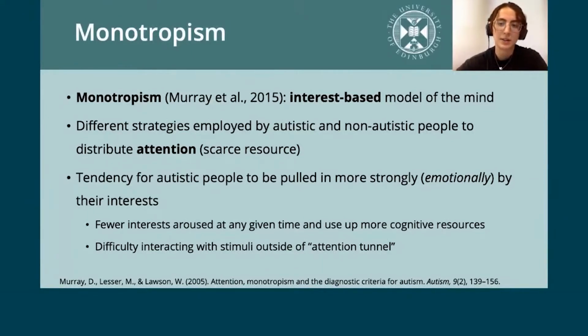It's theorised that autistic people have the monotropic tendency to be pulled in more strongly by their interests, especially emotionally speaking. This then means that fewer interests are aroused at any given time, and they also use up more cognitive resources, such as attention. This can in turn lead to difficulties when interacting with stimuli that are outside of their attention tunnel or that threaten to disrupt it. This theory has been embraced by the autistic community for a variety of reasons, including that it explains many aspects of their lived experience, and we'll hear a bit more about that later.